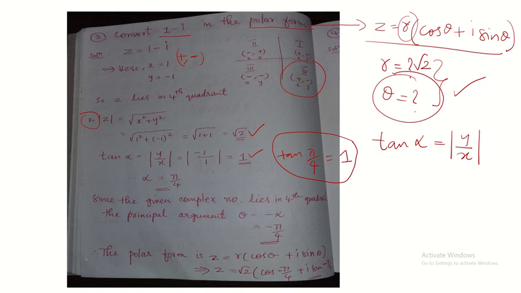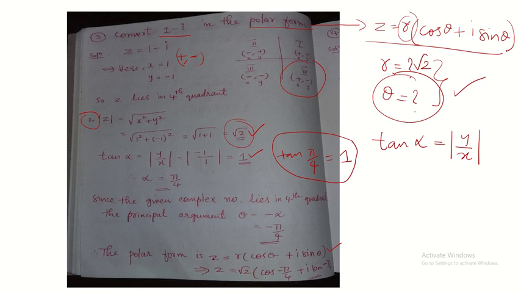Next you have to write the polar representation. The polar form is z equal to r cos theta plus I sin theta. This is the general representation of polar form. So z equal to, what is r? You got the value as root 2.